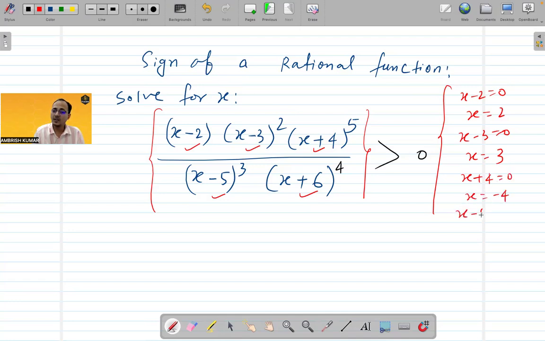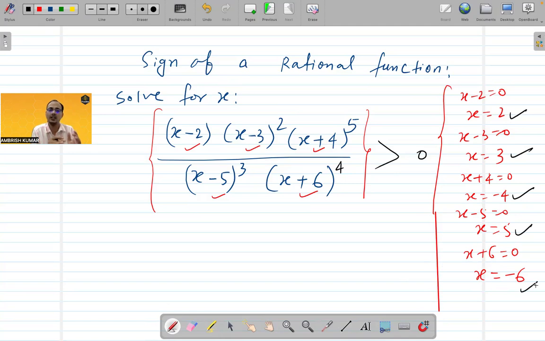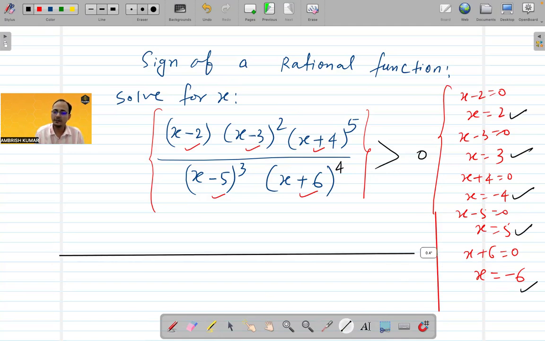Then x minus 5 equals 0, so you get x as 5. And then x plus 6 equals 0, you get x as negative 6. Now see, these values you have to take on the number line, like 2, 3, negative 4, 5 and negative 6, in order. Order means in ascending order. So just write down these values on the number line.